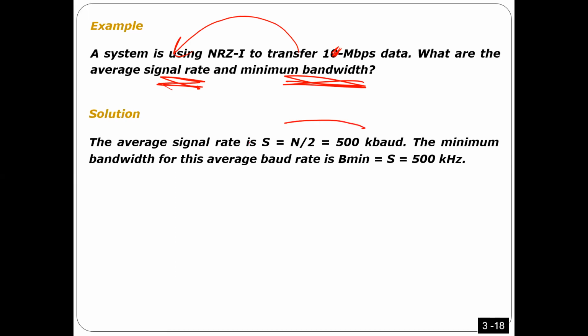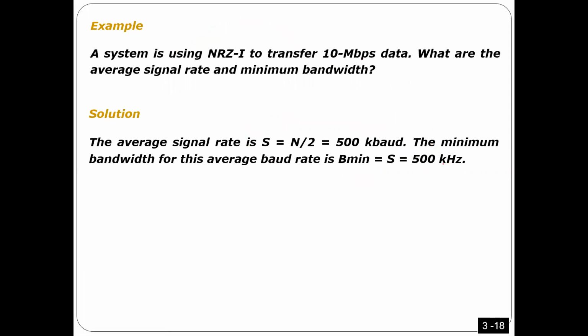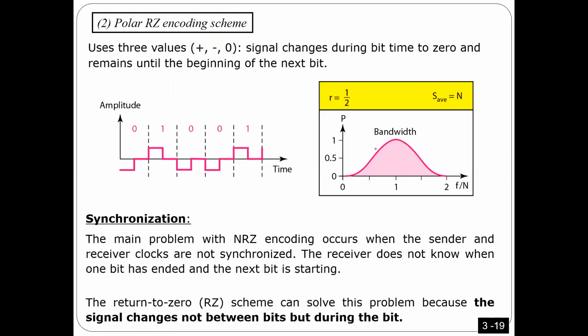As I told you, in this case the signal rate is N divided by 2. And that's good, by the way. I told you this is the best we can do. So all you have to do is divide 1 megabit per second by 2. I'm going to get 500 kilobaud, and this is the signal rate. So the minimum bandwidth I'm going to get is 500 kilohertz. You can see they are equal, but we use different units. For bandwidth we use hertz or kilohertz, but for the signal rate we use baud, kilobaud, okay?